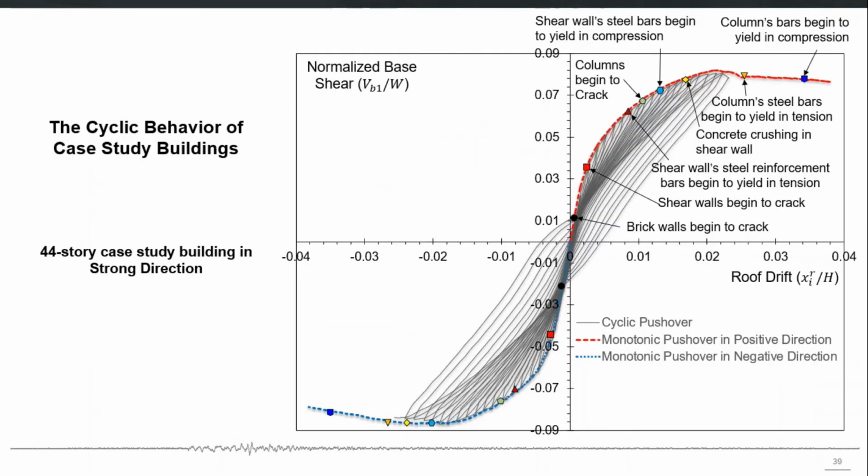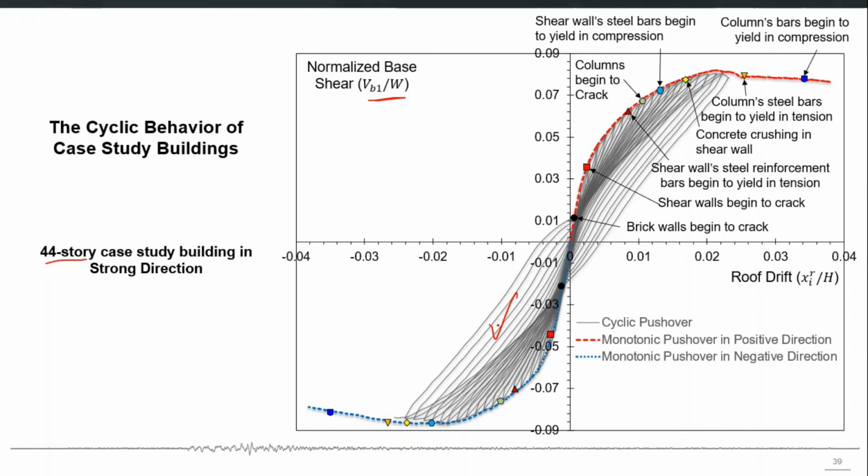First we performed the cyclic pushover analysis of these three example buildings, and we identified the force-deformation behavior for each mode which should be given to its single degree of freedom system. So for the first mode of this particular 44-story building, you can see this is the result of cyclic pushover analysis. The cycles of loading and unloading were given until the building was significantly damaged. So we get this cyclic base shear versus roof displacement, or roof drift, curve.